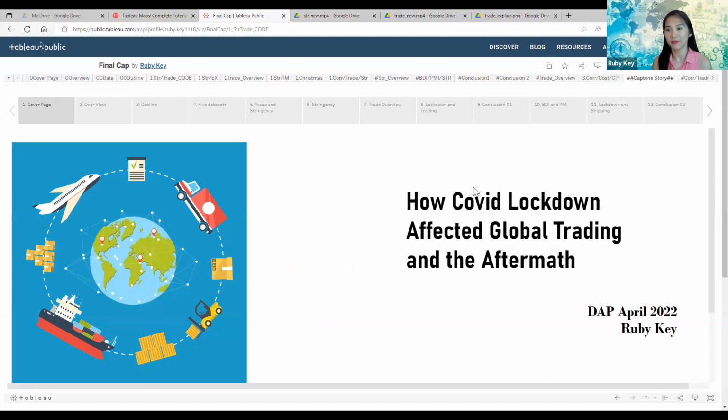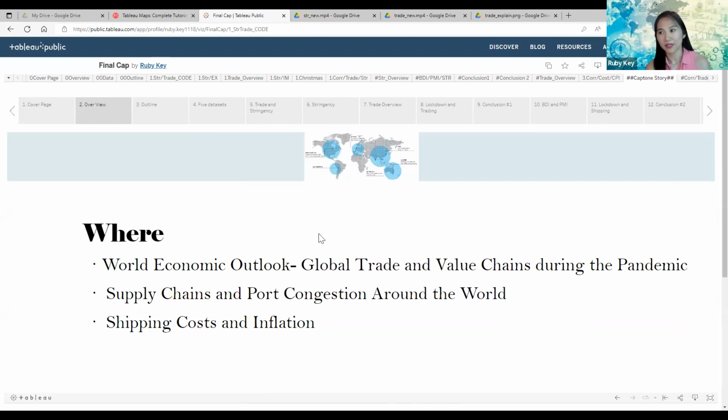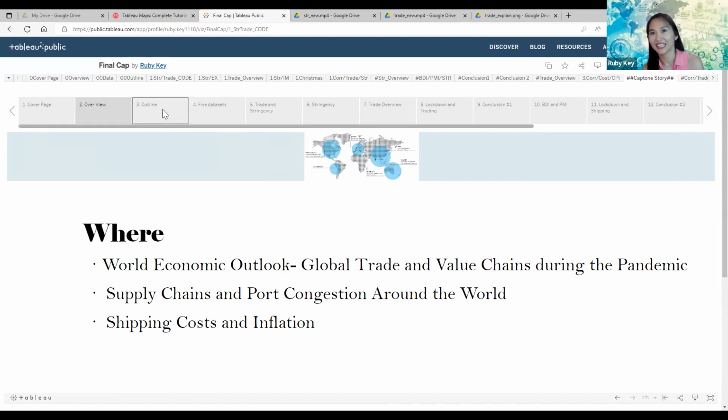How COVID lockdown affected global trading and the aftermath. Here, I'll be focused on the lockdown side of COVID infection. These are the papers that I read from the International Monetary Fund: Global Economic Outlook, supply chain port congestion, and shipping cost inflation. These are very interesting reads and have amazing charts. I highly recommend it. If you're interested, take a look.